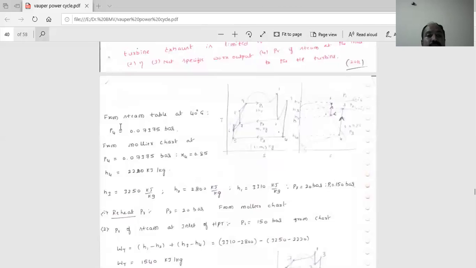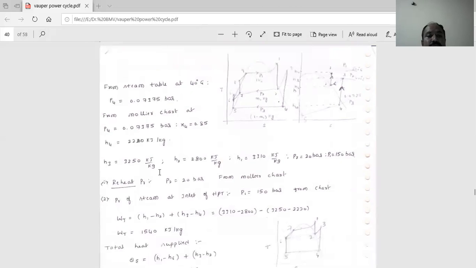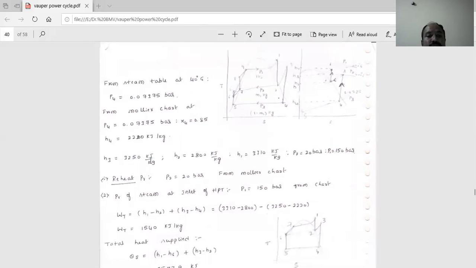Okay, then from the steam table at 40 degrees centigrade, P4 is equal to 0.07375 bar. From the Mollier chart we can read out the values. X4 dryness fraction is equal to 0.85. H4 is equal to 2220 kilojoules per kg. Then H3 is equal to 3250 kilojoules per kg. H2 is equal to 2800 kilojoules per kg. H1 is equal to 3010 kilojoules per kg. P2 is equal to 20 bar. P1 is equal to 150 bar.